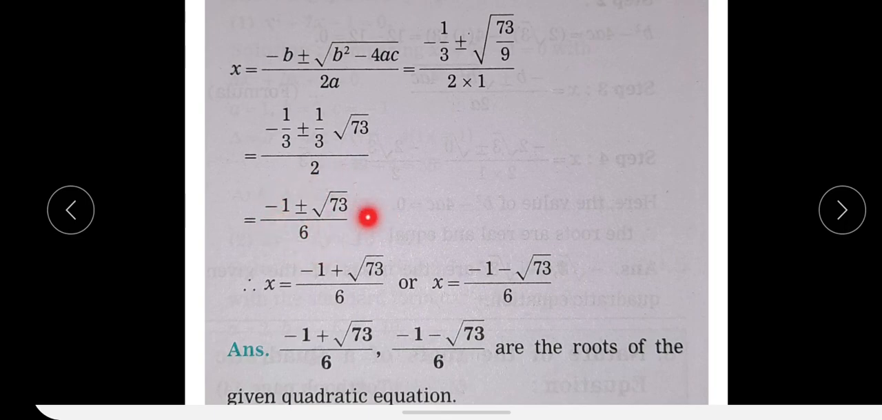And after this we cannot solve, and therefore write the roots of the equation separately. But here don't write x here, write down y, because the variable is y. Y is equal to minus 1 plus root 73 upon 6 and y is equal to minus 1 minus root 73 upon 6. Thus, these are the roots of the given quadratic equation. Write down in word again the last answer.